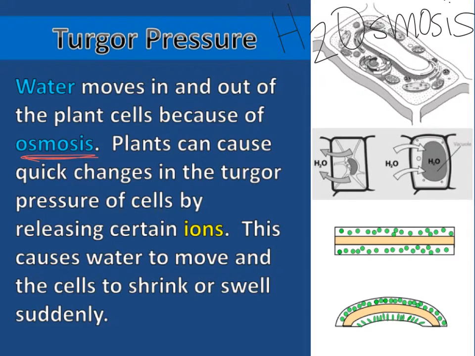Whenever plants want to change the turgor pressure, they actually release certain ions. Okay? And whenever they do that, it causes water to either move in or move out, depending on what it wants to do. So plants maintain homeostasis just like animals and humans. So on number 24, what do plants do to cause water to quickly enter or leave a cell, affecting turgor pressure? The answer, releasing certain ions. That is number 24, releasing certain ions.